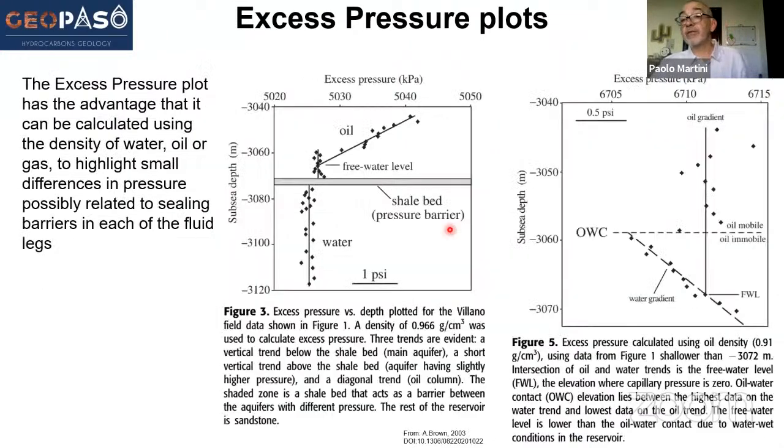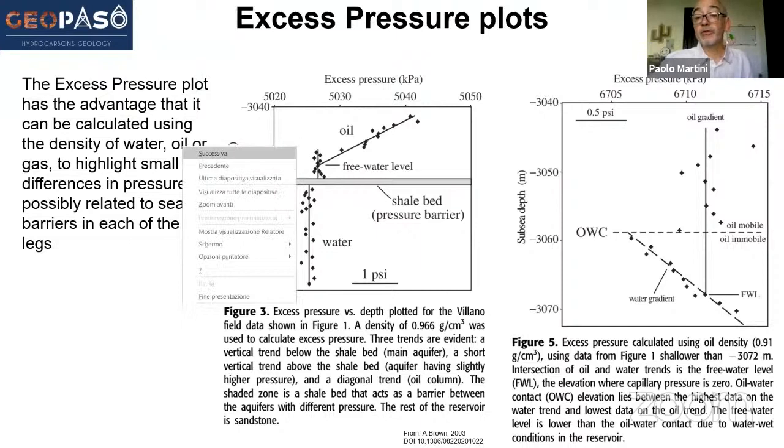The interesting thing is that you can build these plots using either the water or the oil as the reference fluid. If you use the water, then the water points will fall on a vertical line and the oil points will deviate on an oblique line. If you use the oil, the oil points will fall on a vertical line, and the water points will be on an oblique line. And it's very easy to spot the contact depths on this kind of plot.